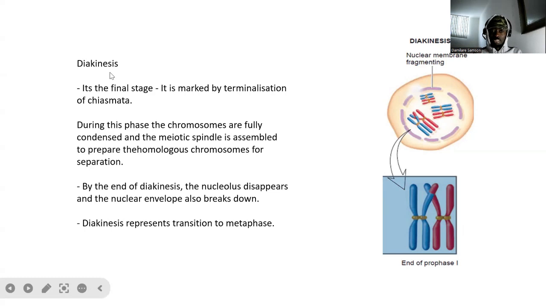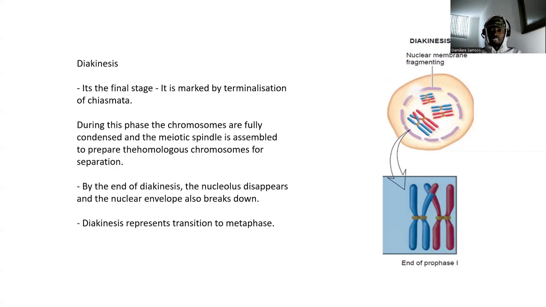It is the final stage, that's diakinesis. It is marked by terminalization of chiasmata. Chiasmata, if you remember, is where crossing over occurs. So it's going to terminate at this very stage. During this phase, the chromosomes are fully condensed, and the mitotic spindle is assembled to prepare the homologous chromosomes for separation. Remember, when we are talking about metaphase in mitosis, we talk more of the spindle fibers. Are you getting me?